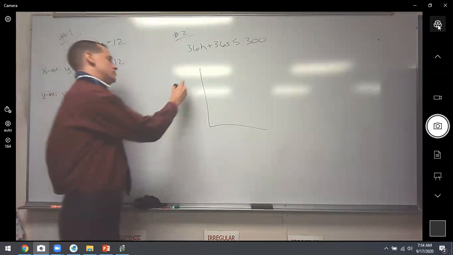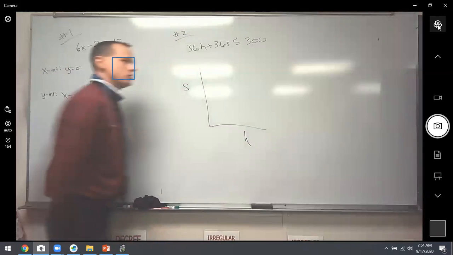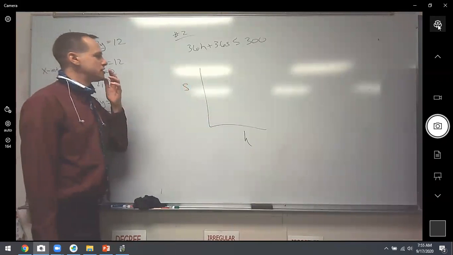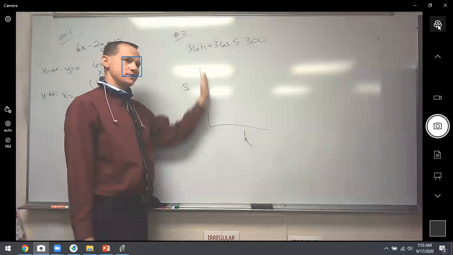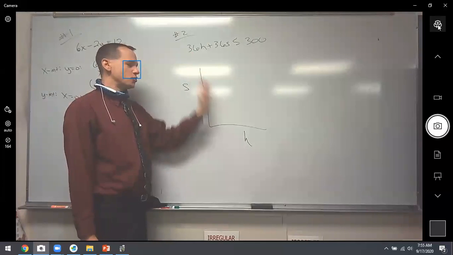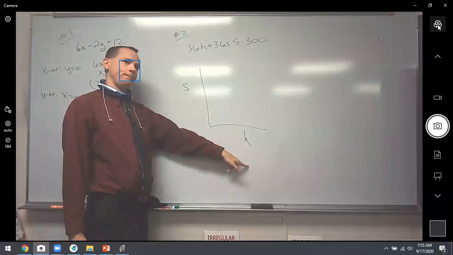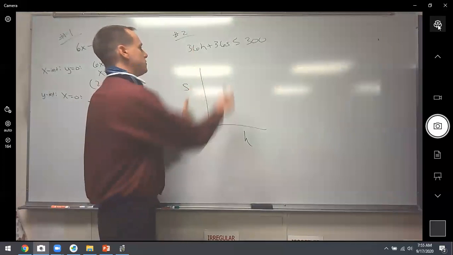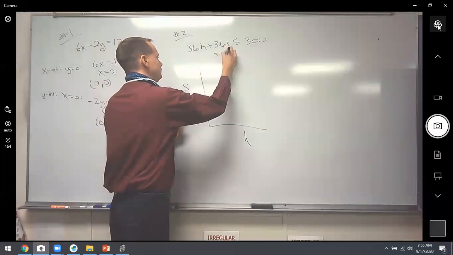Okay, this one's S and H. So we're graphing the number of sheep versus the number of horses, or whatever it happens to be. Well, let's do intercepts again. If I want to find the S-intercept, where it crosses the S-axis right here, then H would be 0, right? So let's plug in 0 for H, find out where it crosses this S-axis. We'll call it the S-intercept.